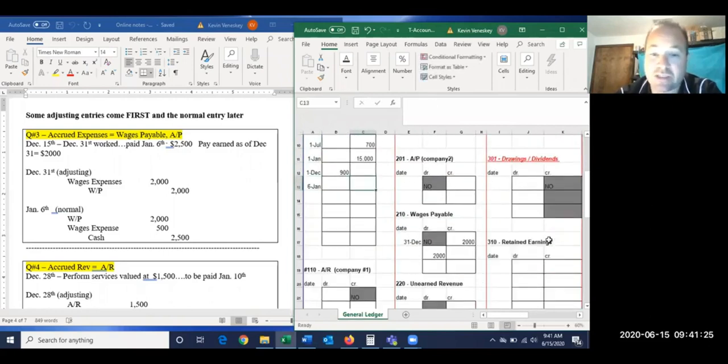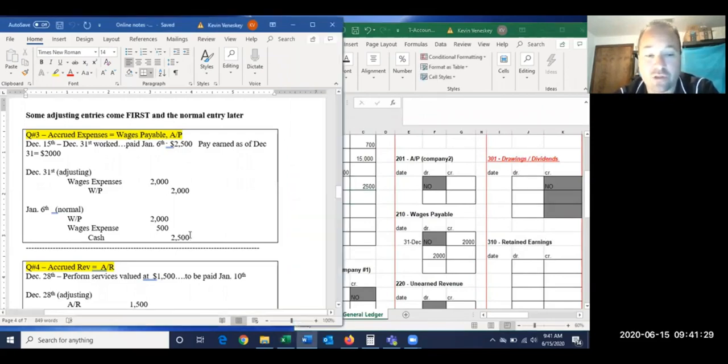So on 1-6, I come over here and credit my cash because I actually wrote them a check for the amount of money that they earned. The total of all the checks was $2,500.